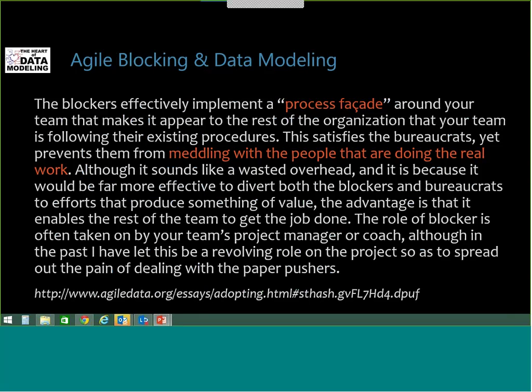So agile blocking, this is something I cannot get my head around, and I see it happening on projects all the time. This comes from an essay at agiledata.org, and it's basically a method of what the author calls a process facade, which means pretending to do the work and misreporting the deliverables you're creating and the work that you're doing so that the rest of the organization thinks your team is following procedures, compliancy things, data stewardship, data quality rules, getting approvals, because they see all of that as just make-work, paper trail, bureaucratic work. And the emphasis is all mine: it prevents the bureaucrats, AKA us, the data modelers and architects, from meddling with the people that are doing real work.